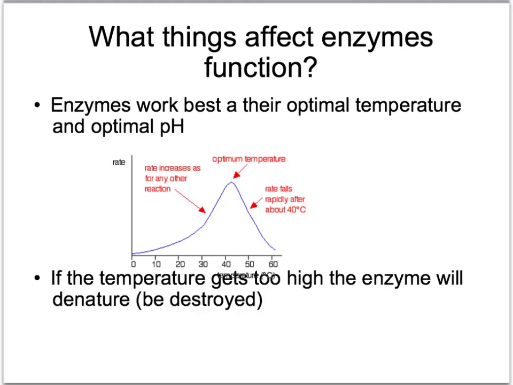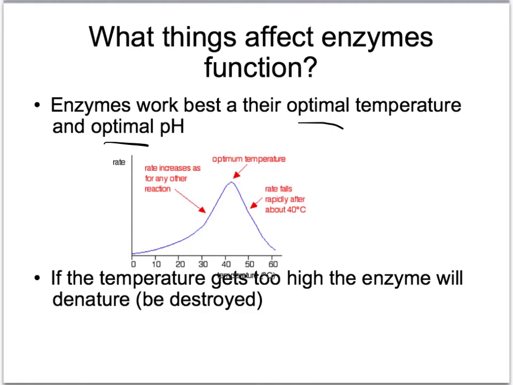Last thing we're going to talk about is what types of things can affect enzymes. So enzymes work best at something called their optimal, meaning best, temperature, and optimal pH. Usually, optimal temperature and optimal pH are going to be what the enzyme's typically found in. So for instance, pepsin is found in the stomach. The stomach is full of acid. So pepsin probably has a pH that's best at low pHs.